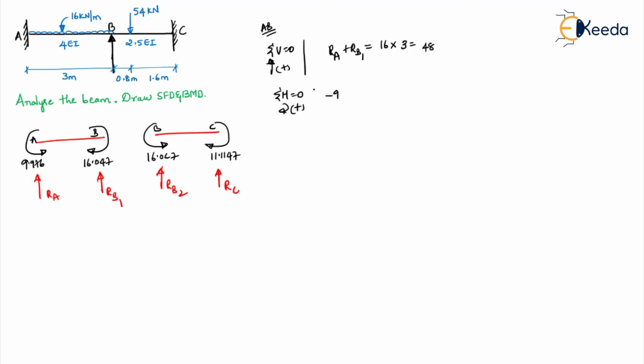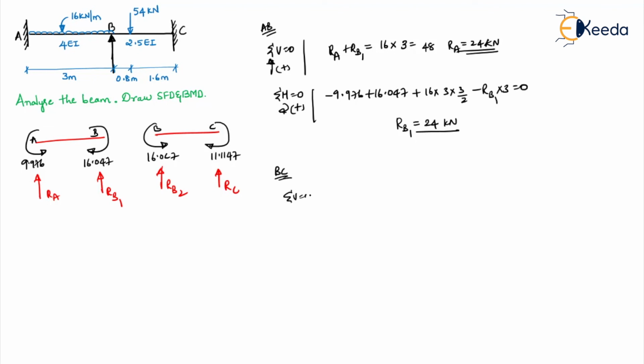So minus 9.976 plus 16.047 plus 16 into 3 into 3 by 2 minus RB1 into 3 equal to 0. So your RB1 will be equal to 24 kilonewton. Substitute back here, you will get your RA, that's also 24 kilonewton.